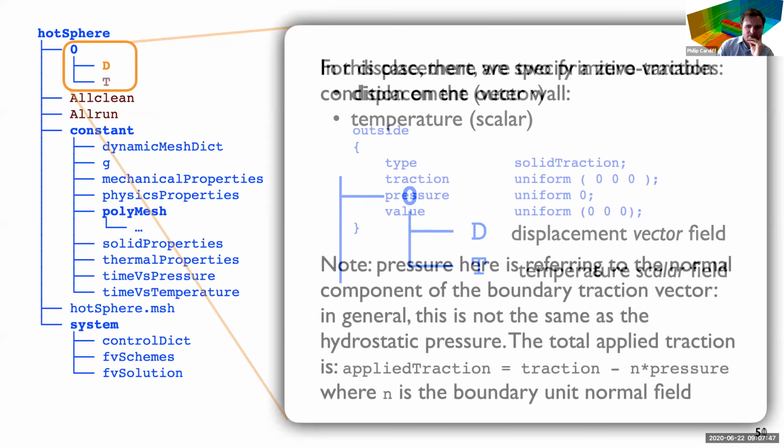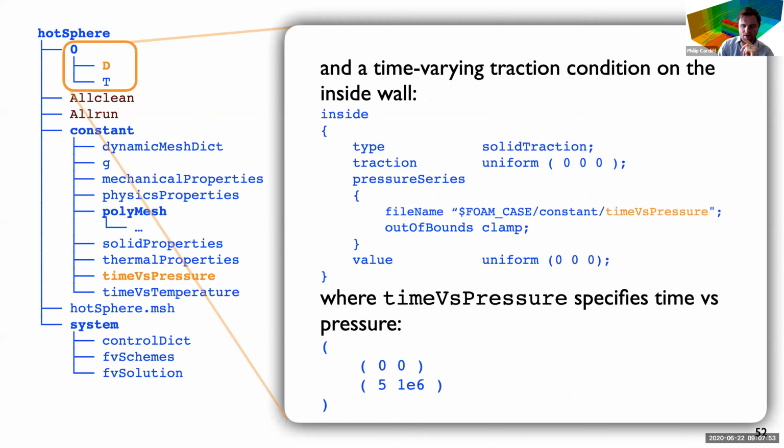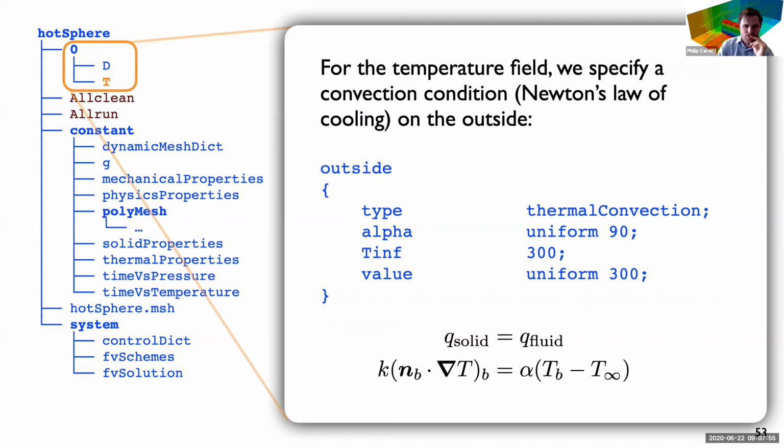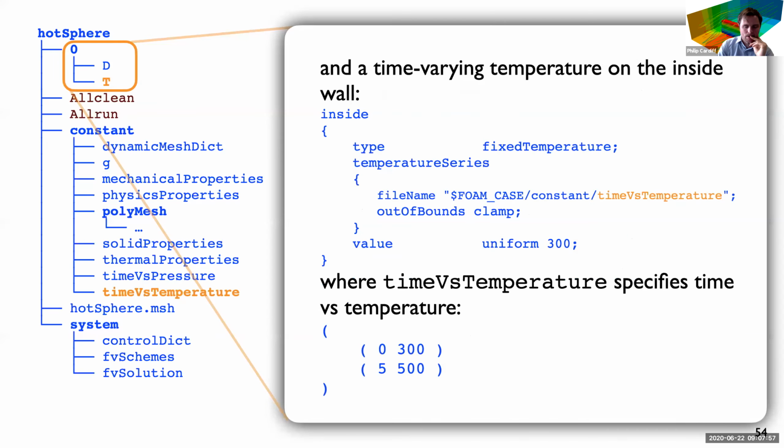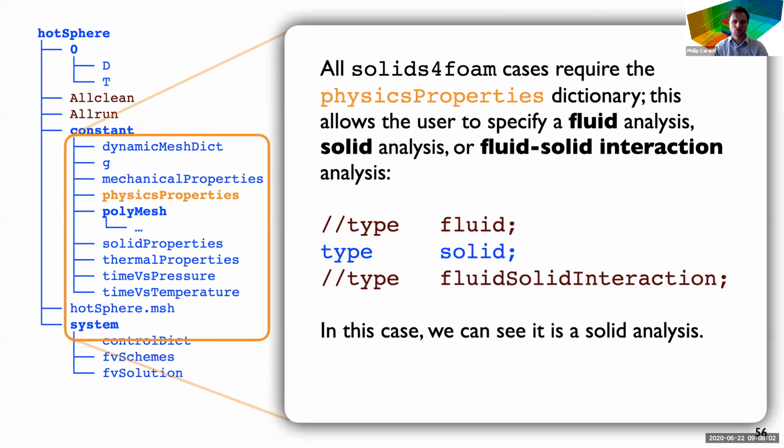Some differences. Boundary conditions, I'm going to skip over that. I'm going to go back and open up the case and we can look through it. I'm just going to focus on constant first. So there's this physicsProperties file. This is a new file. This file always has to exist for the solids4Foam solver.